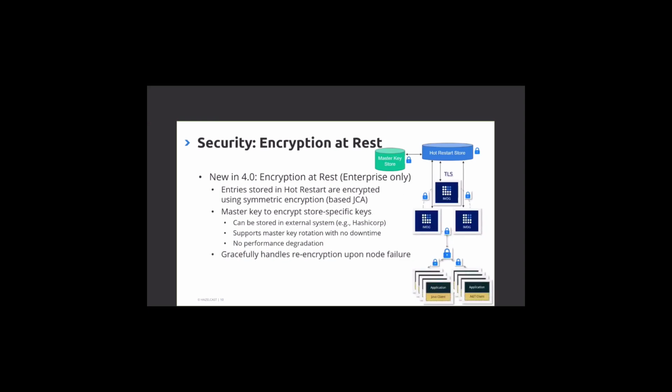Now let's talk about new security enhancements, and one is the encryption at rest for the hot restart store. And again, this is with the Enterprise Edition only. And so now all entries stored in the hot restart store are encrypted using symmetric encryption based on the Java cryptography architecture. And the master key is used to encrypt these store-specific keys, and you can use an external system like HashiCorp Vault. It also supports master key rotation without shutting down your cluster with no performance degradation. And of course, if there's a failure and you need to handle re-encryption, then it gracefully handles that.